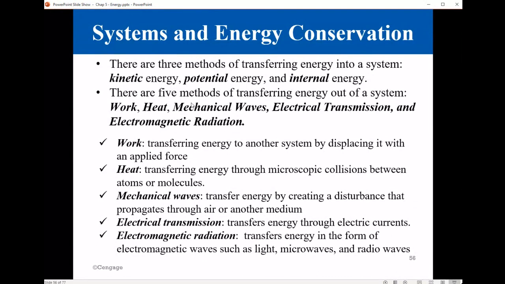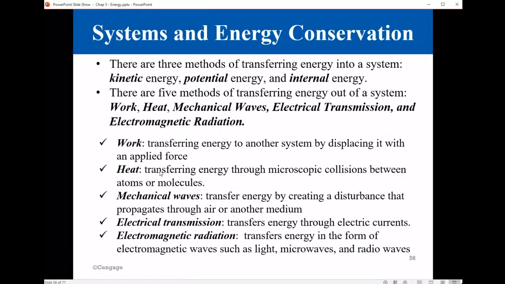On the other hand, there are 5 methods of transferring energy out of a system: by doing work, by heating, by mechanical waves, by electrical transmission, and by electromagnetic radiation. When we do work, energy is transformed to another system simply by displacement. You are applying a force to displace an object. So in this case, energy is used to do work.